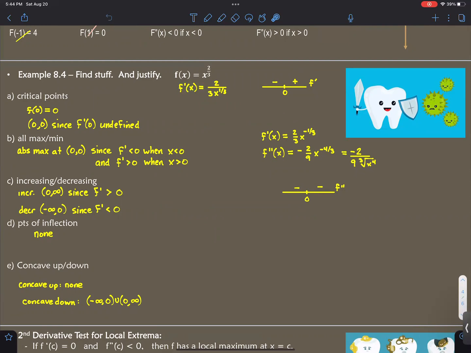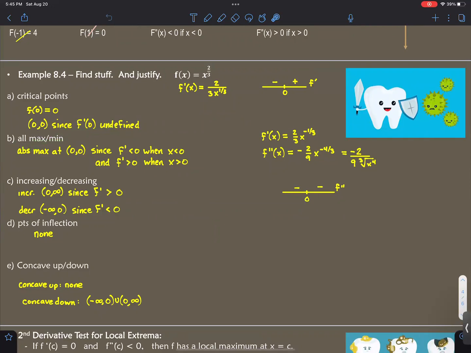So finding critical points, we want to find where the first derivative was either 0 or undefined, and it's never going to be 0 quite exactly, but it does go undefined at x equals 0. So that's my only critical point, 0, 0. I did have to give an x and a y. It says critical point, not critical number. And then that's my justification.